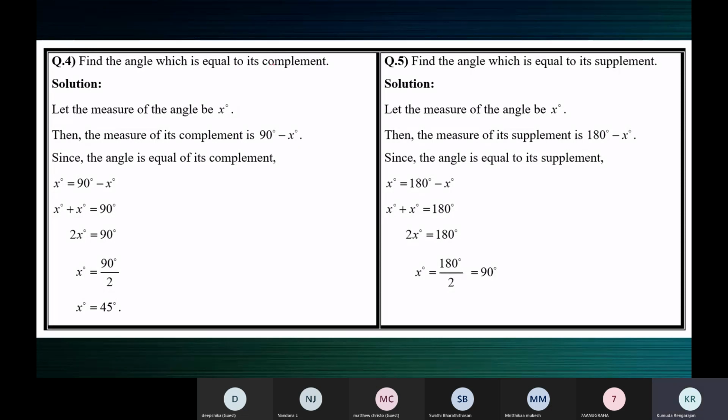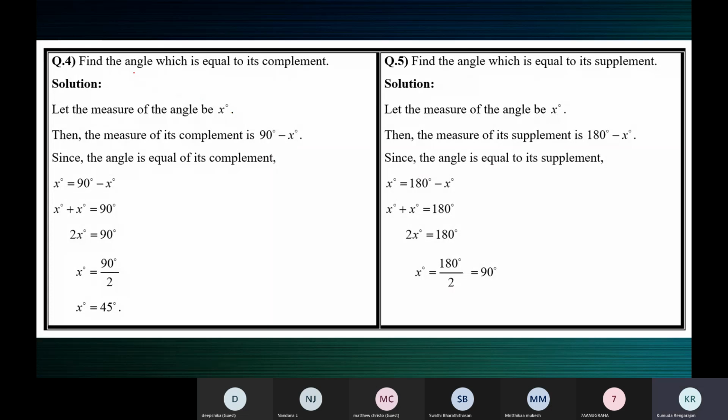Find the angle which is equal to its complement. We don't know the angle, so let that angle be x. Then what will be the complement of x? 90 minus x. X is the angle, and its complement will be 90 minus x.